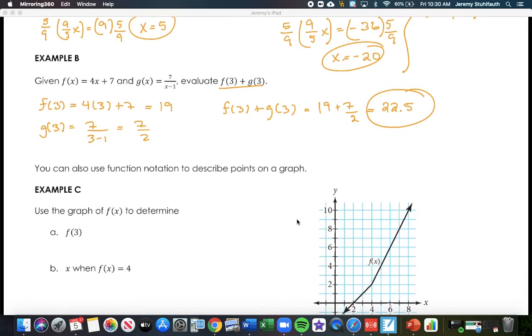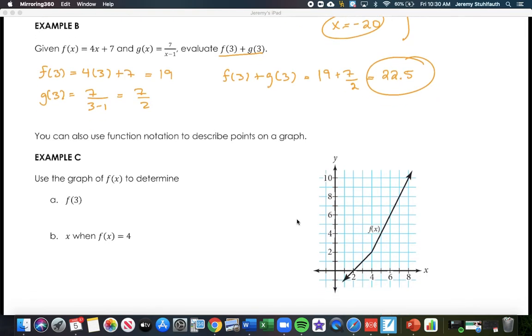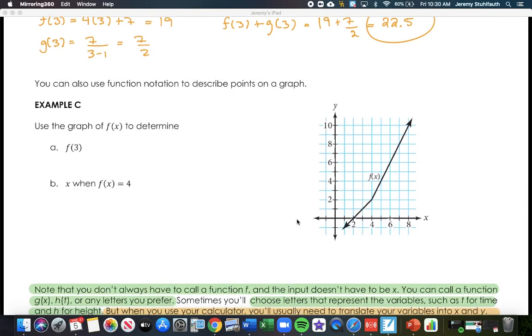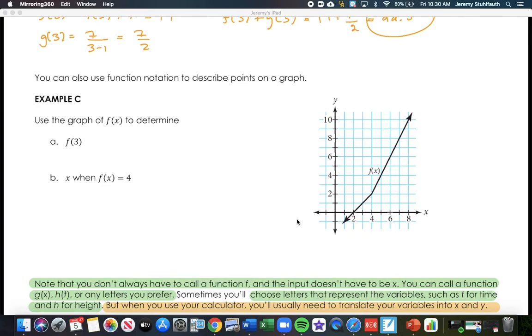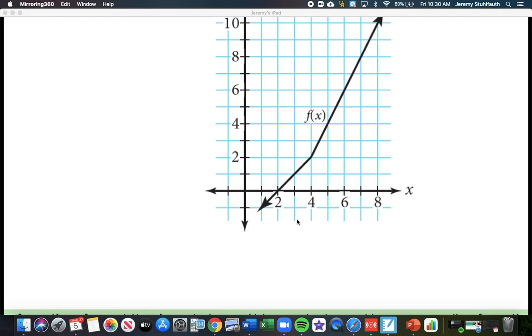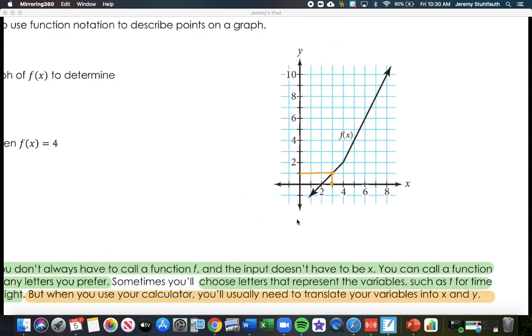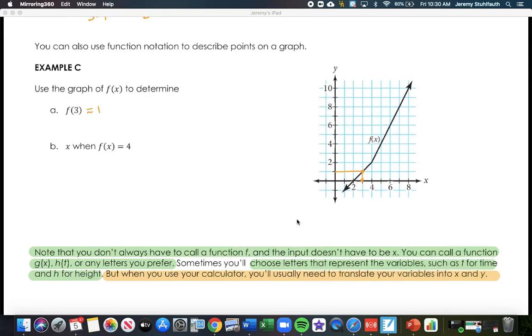And so finally, we can also use function notation to describe points on a graph. It says, use the graph of f(x) to determine f(3). So to figure out what f(3) is, you go to your graph right here and you see that when x is 3, y is 1. So f(3) is equal to 1.